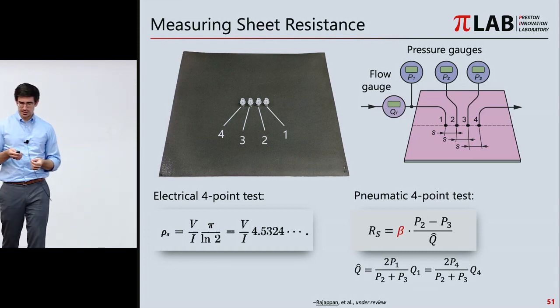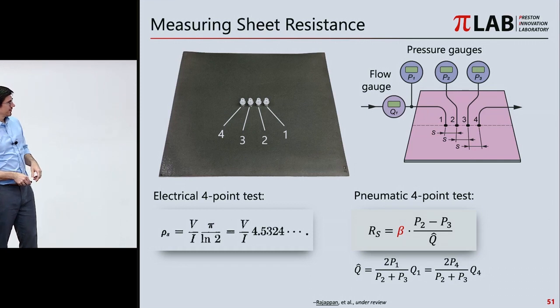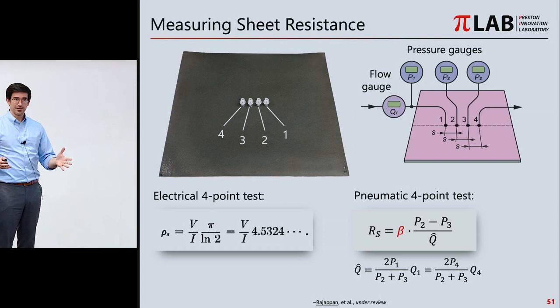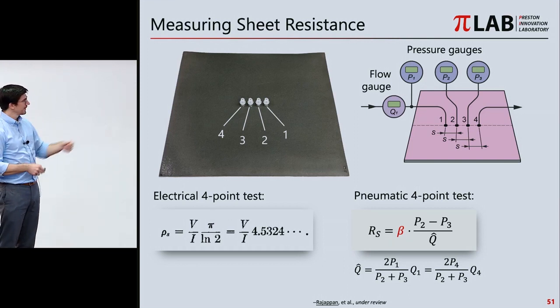So we actually had to make a couple of modifications here. One of them that I'll point out is that we're using sort of an adjusted or effective flow rate that accounts for the compressibility of the flow. So we worked through the math to get here. And another modification is that this prefactor beta over here on the left was about 4.5.